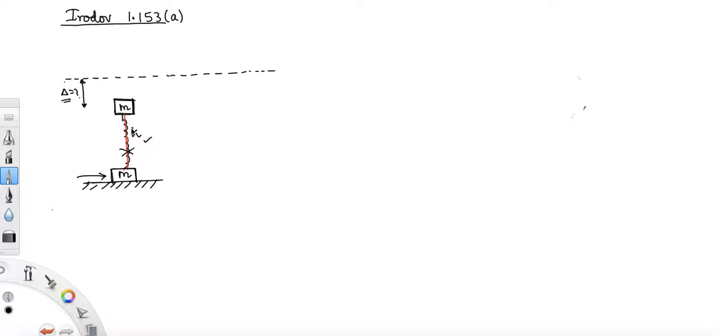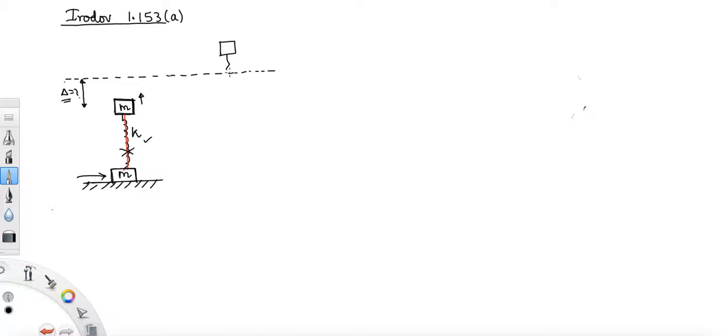Okay, now let's see the situation when the thread is snapped. In that case, since there is compression in the spring, when the thread is snapped, the upper block will rise, and it will reach the equilibrium position where there is no elongation or compression in the spring. And afterwards, what will happen?